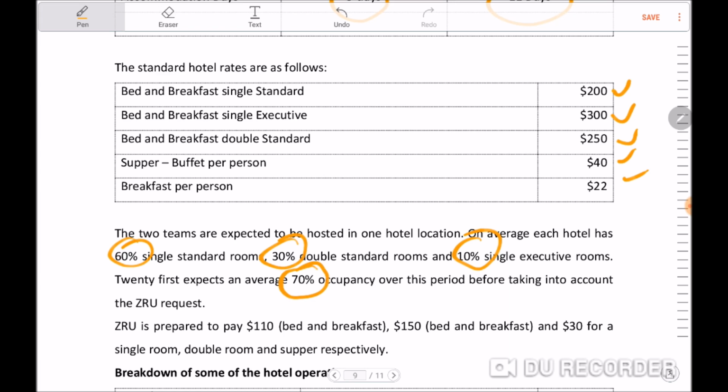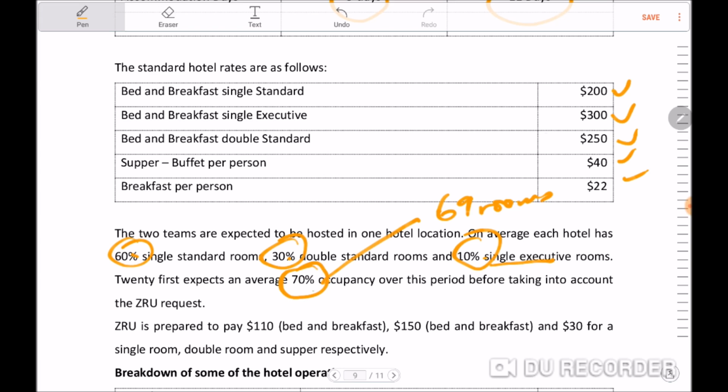And I know in the first pages of the case study, we gave you information around the average rooms per hotel. And then I'm sure in the scenario we're told that each hotel has an average of 69 rooms. So based on this, you could calculate how many single standard rooms, how many double standard rooms, and how many single executive rooms each hotel has. And why am I worried about this? Because I want to know, do we have the capacity to service this order?